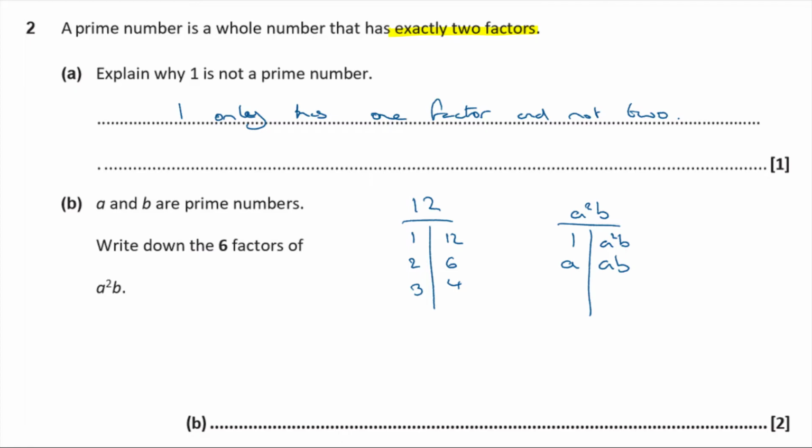And I could also take the b out. So b times a squared is a squared b. And the other factor I could take out, I guess, is a squared. If I could take a squared out and then times it by b. But oh, I've already got that one, haven't I? I've got that one from before. So that one isn't going to work. So it's those 6 then, isn't it? So I've got 1 and a squared b, a, b, b, and a squared.